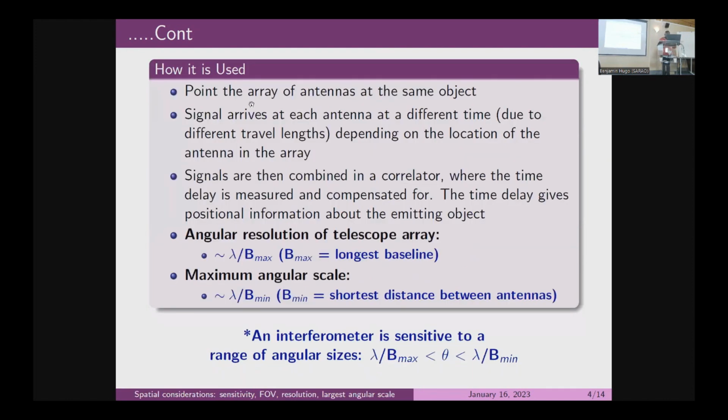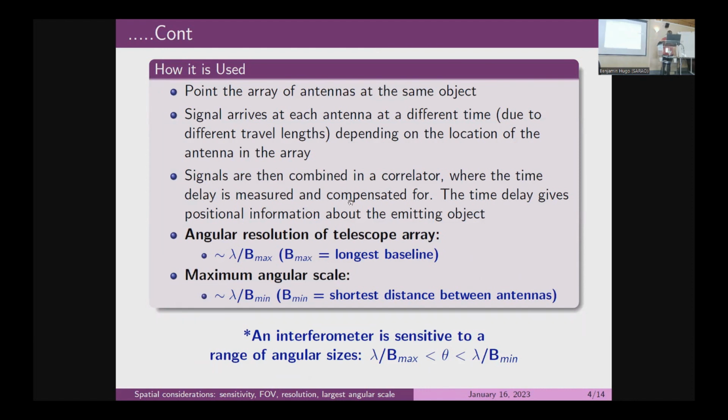So how is this used? You have an array of antennas, and then you focus at the same object, and the signals will arrive at individual antennas differently because of different path lengths, and then that time delay will give you the positional information of the objects that you are interested in.